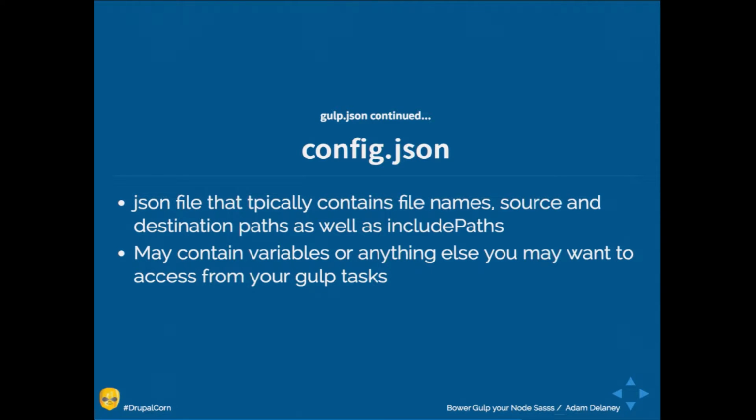So this config.json file is not required. It's kind of nice because you can just store all your configuration in this file, and it's kind of set aside, so you don't have to read all that inside your Gulp file. It typically contains things like file names, source paths, destination paths, include paths. It can contain variables and any other amount of JavaScript-y things that you want to do.